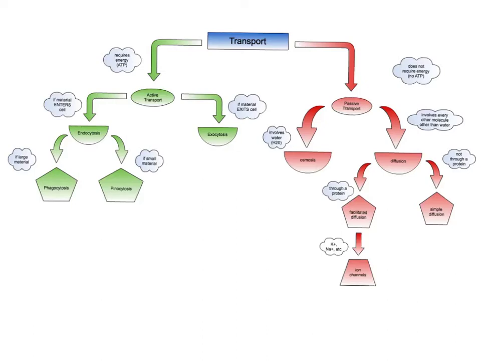Now, if you want to go against the concentration gradient, we've got to move towards the green area of the diagram, which is active transport. In active transport, we need energy. It requires ATP. We're going against the current. We're going against the concentration gradient. So here, if material enters a cell, we have what we call endocytosis. Endo meaning in. If we have material exiting the cell, we have exocytosis.